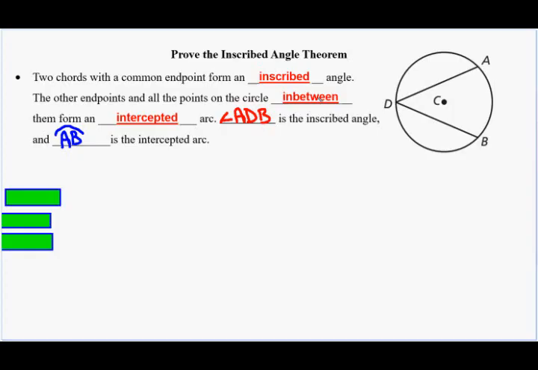So in the picture here, it says angle ADB. Here's angle ADB. I'll hit it in red. It is the inscribed angle, and arc AB is the intercepted arc. Again, so here's arc AB. When those chords come out here, that's where they intercepted the circle.